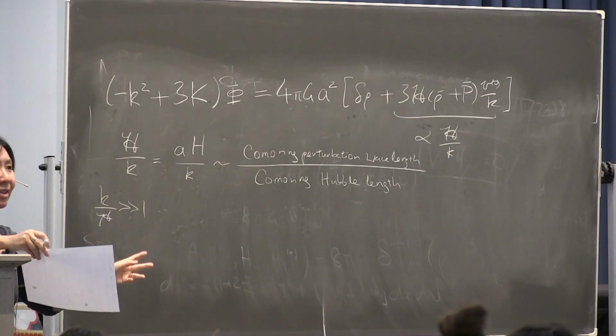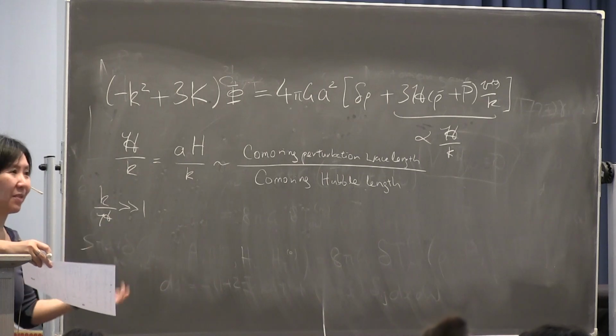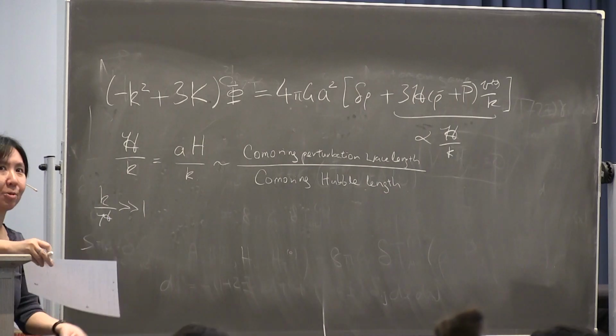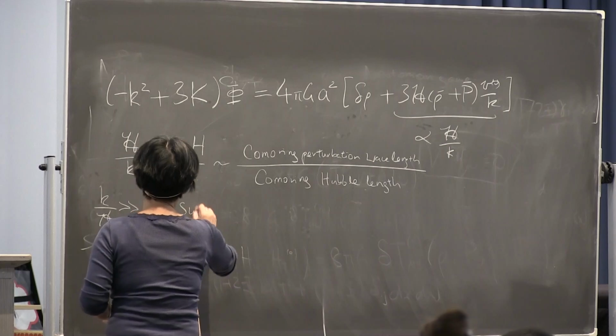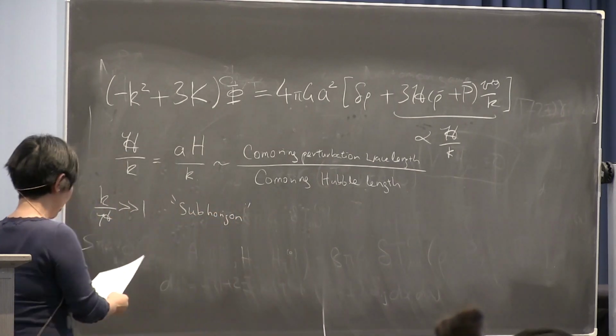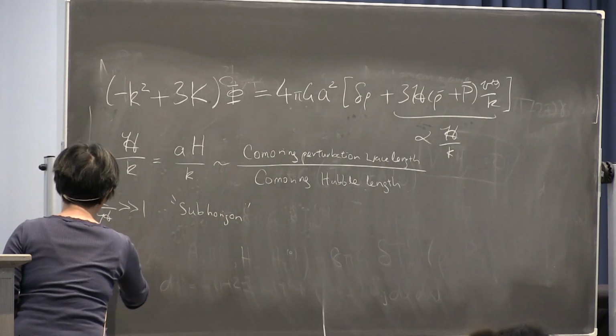And we like to call these scales sub-horizon. Okay, even though, as I mentioned last Friday, or was it Thursday, it's actually a bit of a misnomer. There's no horizon, really. You're just comparing a length scale with the Hubble length. But nonetheless, I'll just stick with conventional usage and call it sub-horizon. I'll just put it in inverted commas.